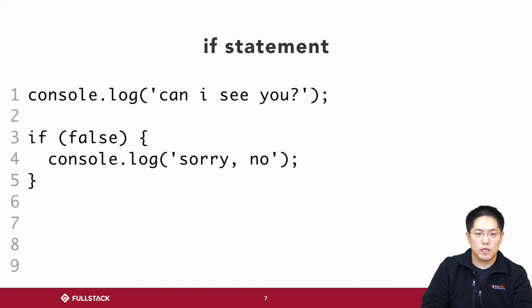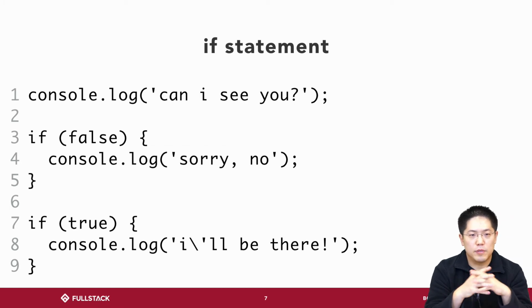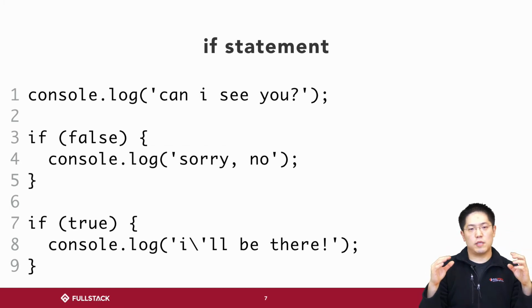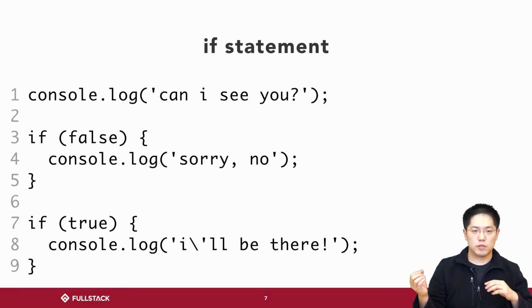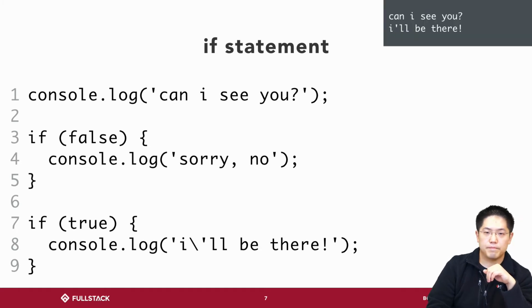Here we go. We have a console log, can I see you? Now if we say if false, console log, sorry, no. Then if true, console log, I'll be there. What will we expect here? So the first line is unadorned by any kind of additional control flow, right? So it's just a line by itself, so we expect it to run. And the second one, on line 3, what happens is if false. So inside the expression, inside the curly brackets, the expression false is a false statement, so it won't run what's inside the curly brackets on lines 3 and 5. So we should not expect to see the console log, sorry, no. Now on line 7, if true, that true, of course, evaluates to true, and so we should expect to see what's on line 8, that I'll be there. So that's what we get. Can I see you? I'll be there.